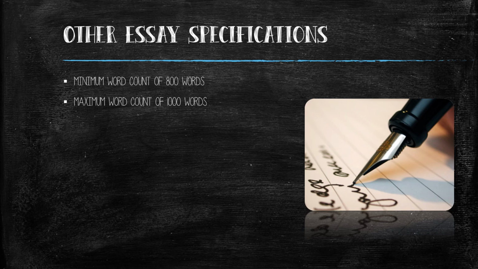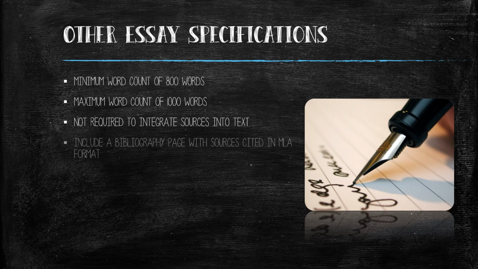As for sources, you will not be required to integrate your sources into your text, but you should include a bibliography page that lists the sources that you used to research your topic in MLA format. A bibliography lists sources that you used to write your essay but did not necessarily cite, whereas a works cited page lists only sources that you have used within your text. These could include any books, articles, or websites that helped you understand your topic better or provided you with additional information such as the names and addresses of your recipients.